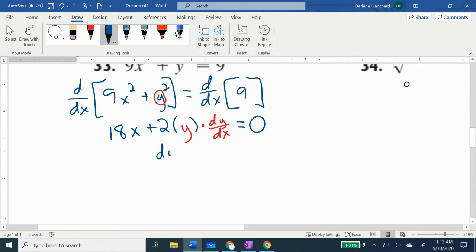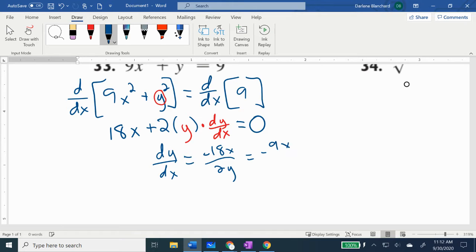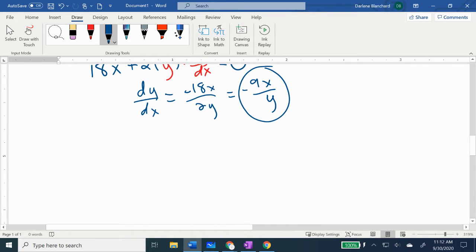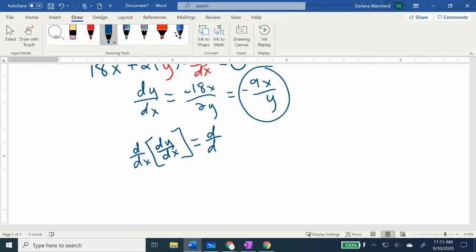To isolate dy/dx, I subtract 18x and then divide by 2y. So simplified, I have negative 9x over y. And there's my first derivative. To find the second derivative, I'm going to d/dx this. So I'm going to d/dx the dy/dx, and on the other side of the equation, I'm going to d/dx the simplified version, negative 9x over y.